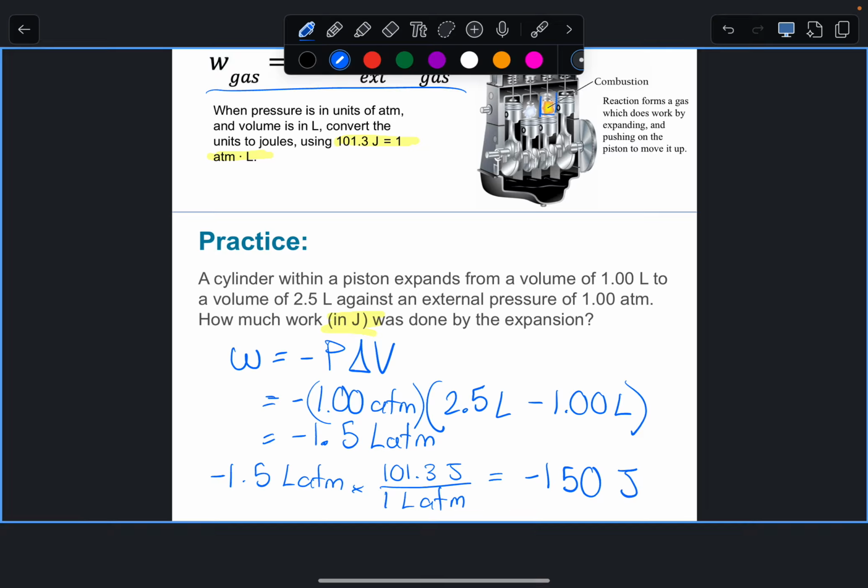Okay, so you should get negative 150. So negative means that the energy is leaving the system. Let's double check and make sure conceptually that makes sense. The cylinder expands from a volume of 1 to 2.5. So it is pushing out, okay? So that makes sense. Work is being used by the system or given off by the system to the surroundings. So it should be negative.